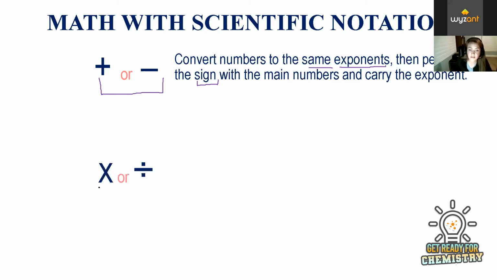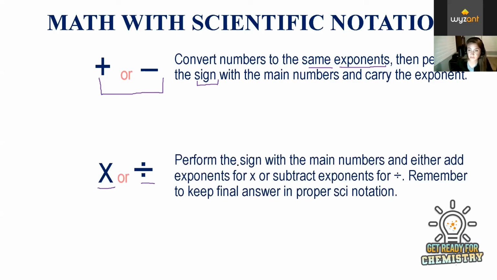And then with multiplication or division, the tactic is different. So perform the sign, either multiply or divide with the main numbers, and then you either add the exponents if you're multiplying, or you subtract the exponents if you are dividing. And then of course, for both of these, remember to keep the final answers in proper scientific notation.